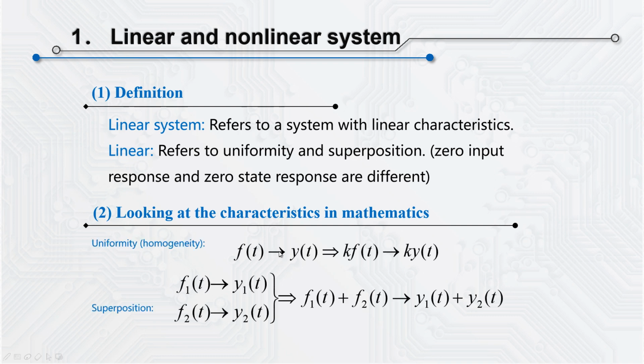If Ft acts on a system, the output is Yt. When Kft acts on a system, its output is Kyt. Its superposition refers to if F1t produces Y1t, and if F2t produces Y2t, then F1t plus F2t produces output Y1t plus Y2t.